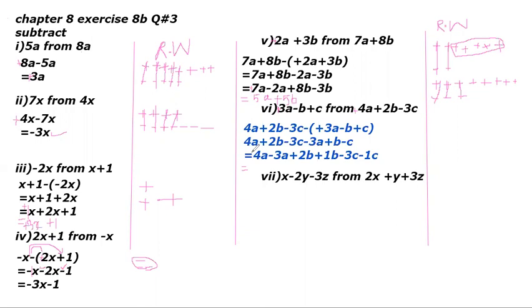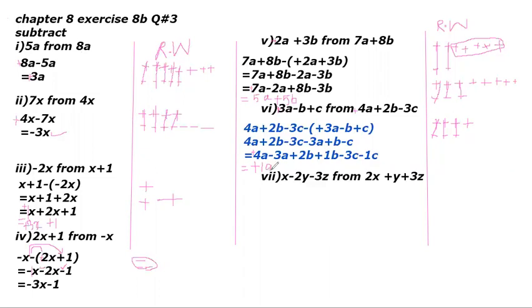Now 4a means positive 4a, right? Positive 4a means positive a, 4 times: 1, 2, 3, 4. And negative 3a means negative a, 3 times. Cancel positive with negative and you will get what is left over, positive 1a.